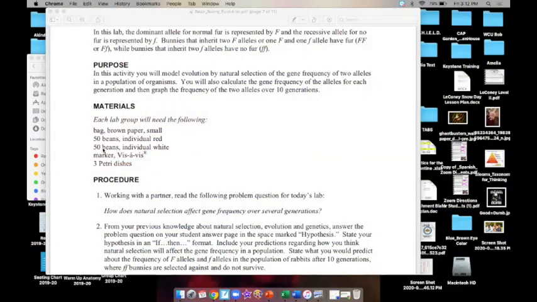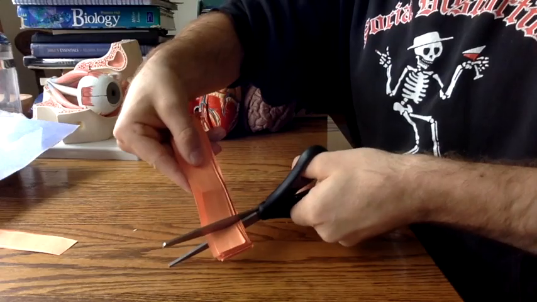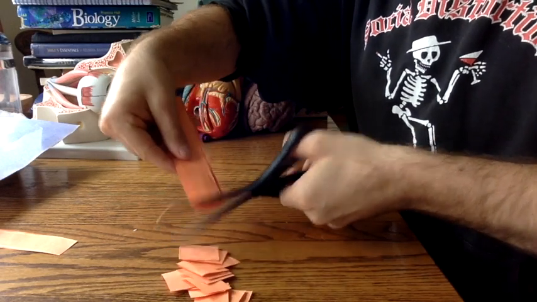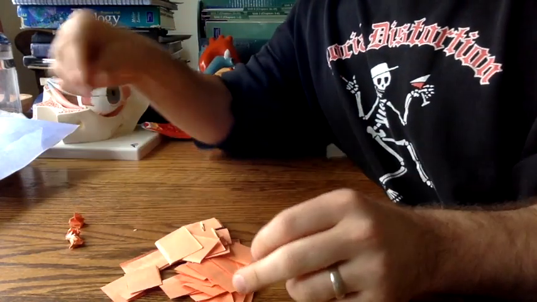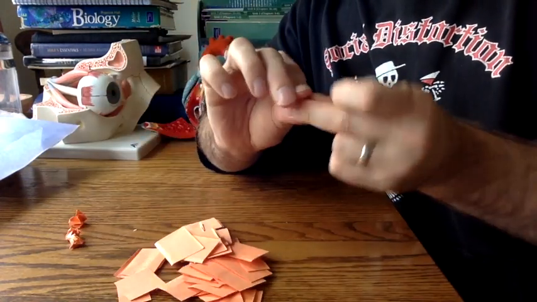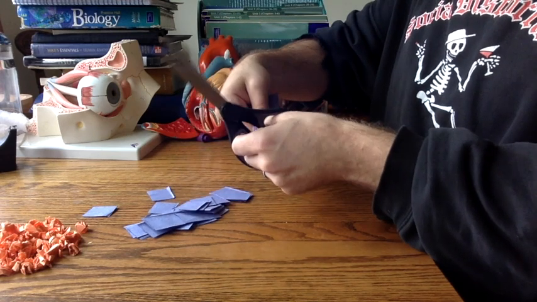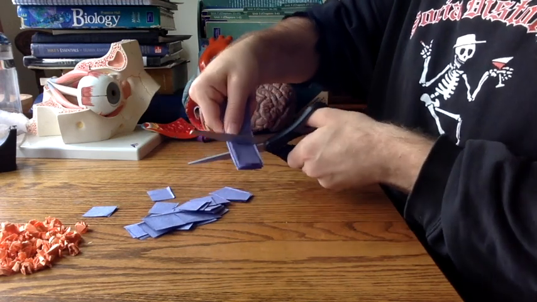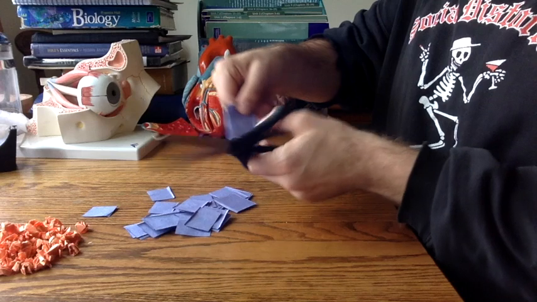50 red beans and 50 white beans. I would have brought beans in the class with me, but I'm not doing that. I don't have beans here. I'm actually going to cut up some paper and ball them up. So I have a piece of blue paper and a piece of orange paper. I'm going to cut strips. I'll show you how I'm going to do that in a second, and ball up the little strips.